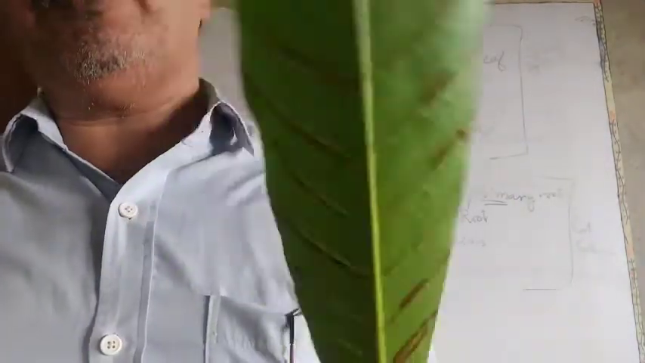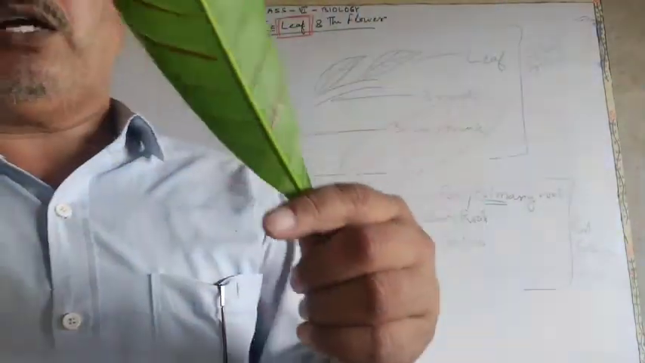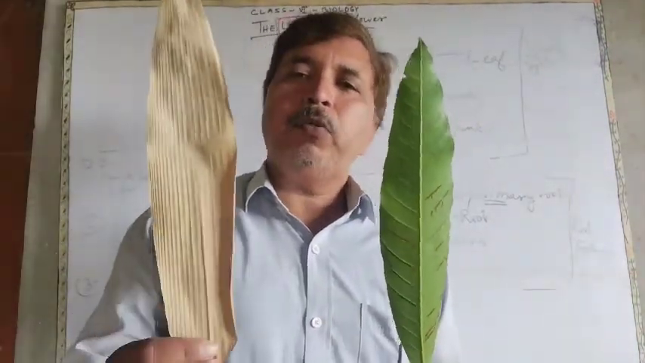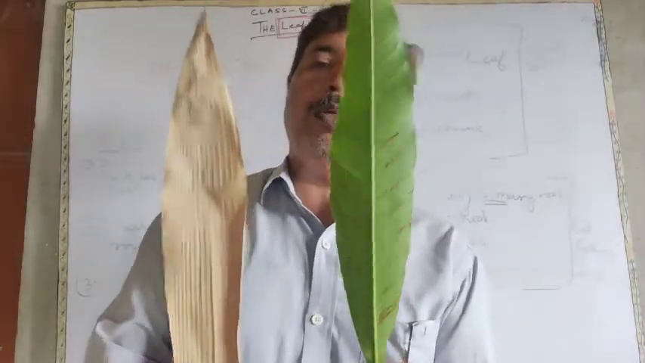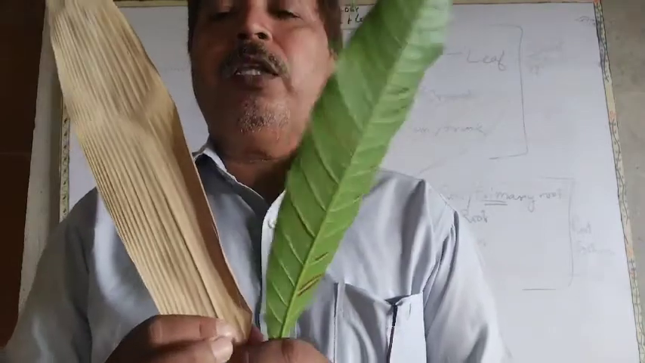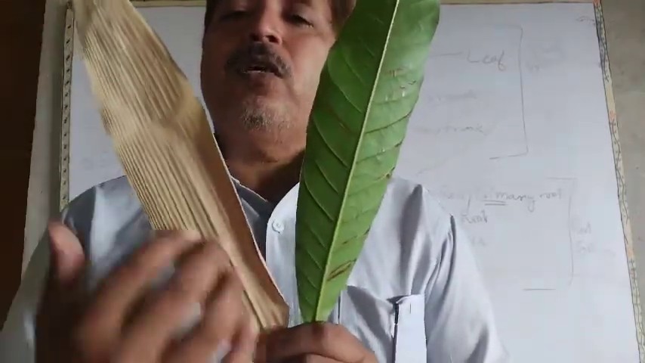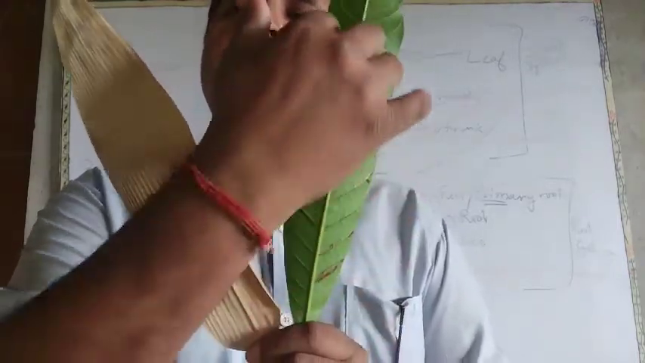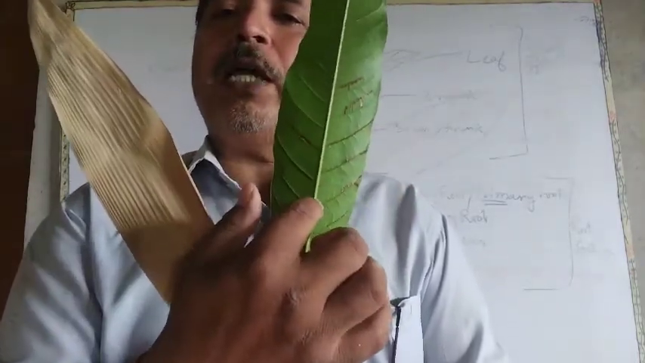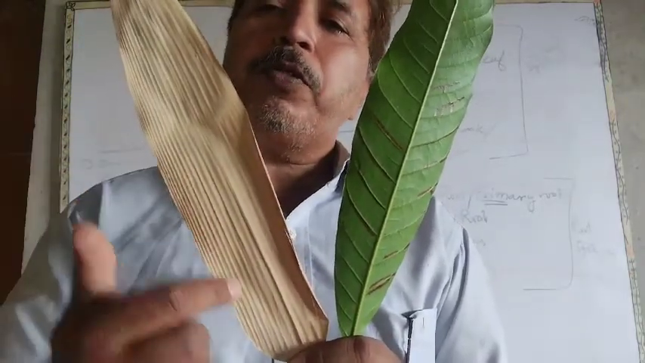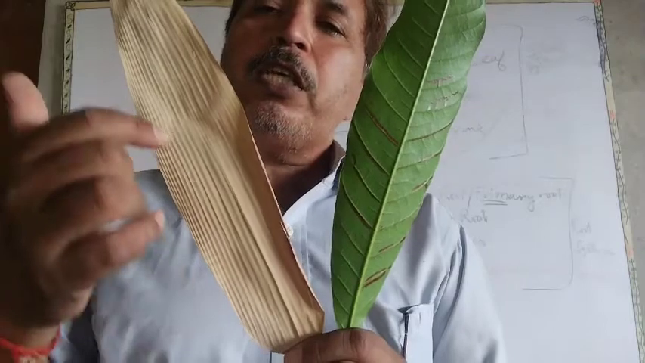So you see, this is one kind of leaf that I am holding in my left hand, the mango leaf, and in the right hand I am holding one bamboo leaf. The major difference between them, all other things being the same, is the arrangement of these veins. The pattern of arrangement of veins on this mango leaf is very different from the pattern of arrangement of veins on this bamboo leaf.